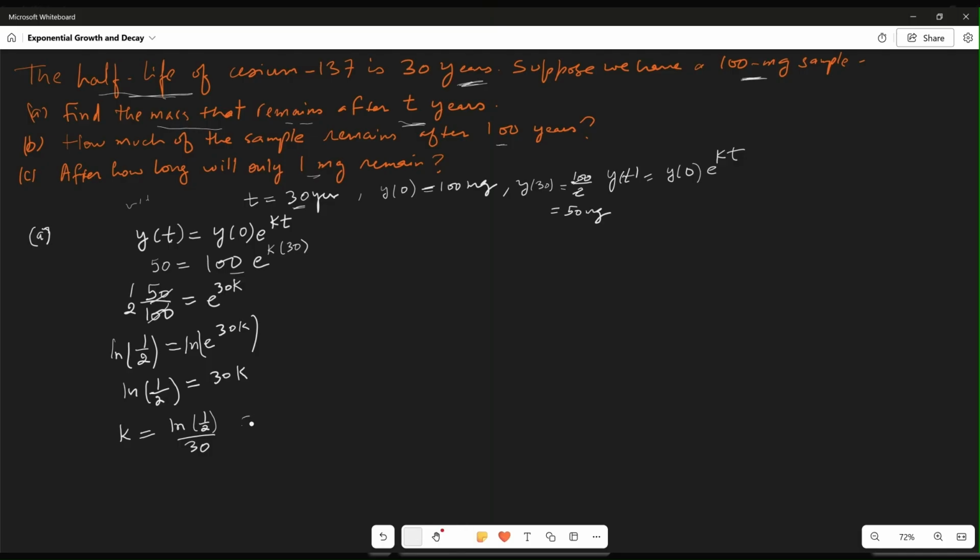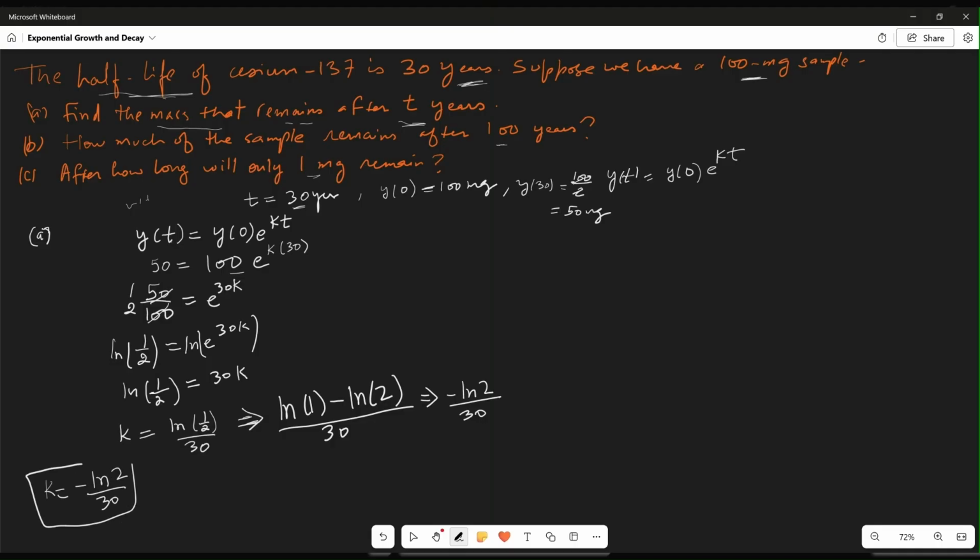we know that natural log a over b, we can write this as natural log 1 minus natural log 2, divided by 30. We know that natural log 1 is 0, so we are left with negative natural log 2 over 30. This is what we have for k. So k is equal to negative natural log 2 divided by 30. And now find the mass that remains after t years.